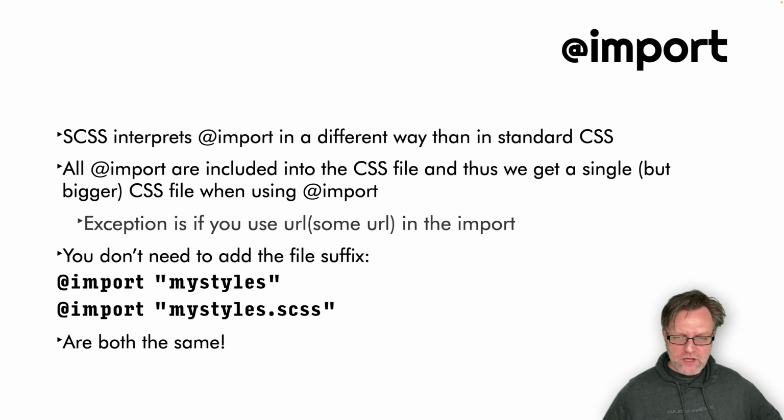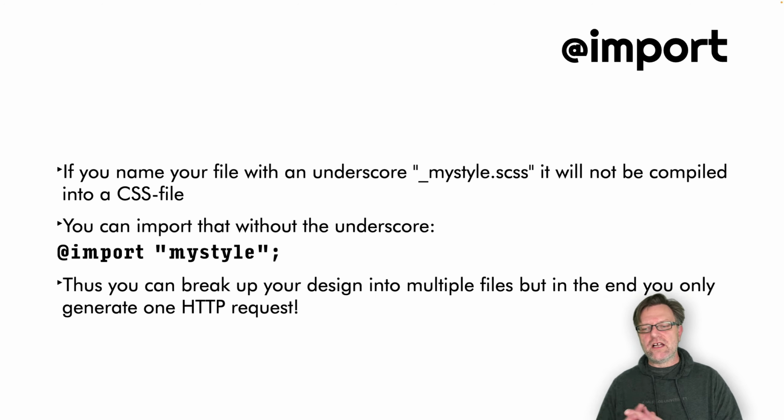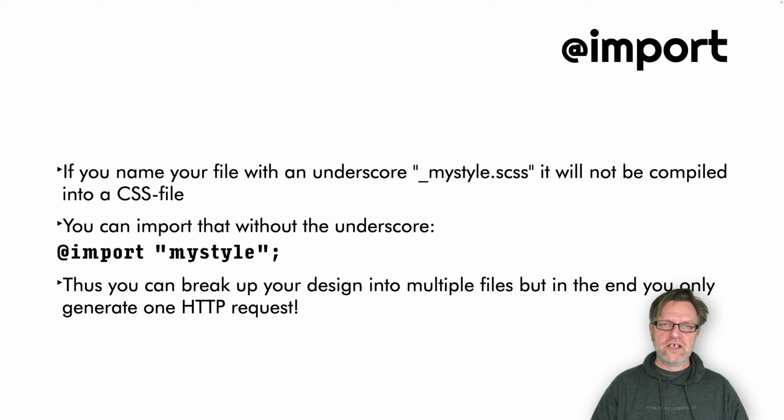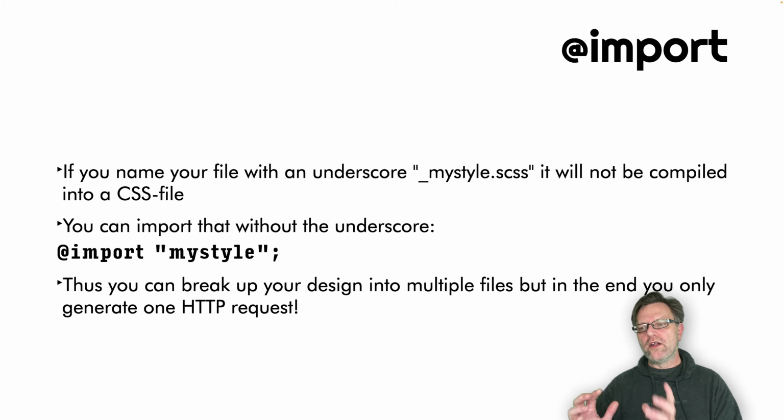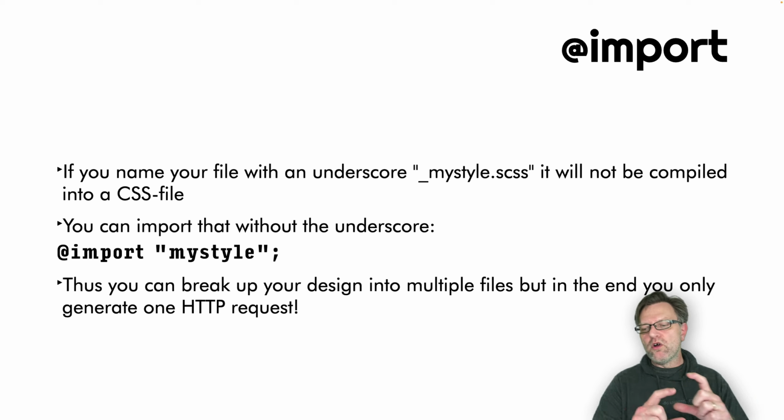And then we have one thing that is, in my opinion, even fancier. And that is if you name your file with an underscore first, _mystyle, then it will not be compiled into a CSS file. So that means that you will not have 100 CSS files in that. You will have maybe just 1 or 2 CSS files. And when you write the import, you don't need to add the underscore, and not the ending, so you can just write mystyle.